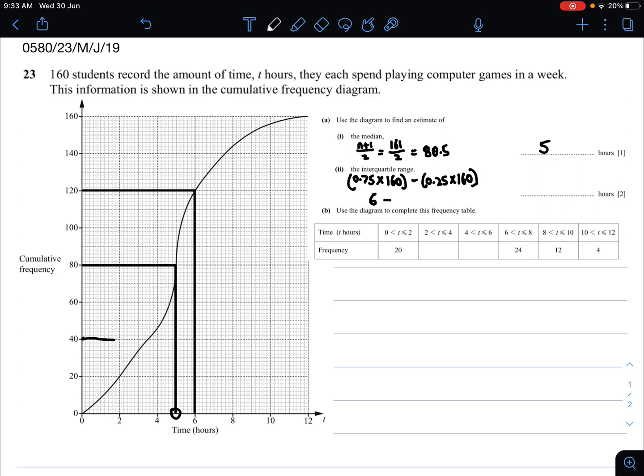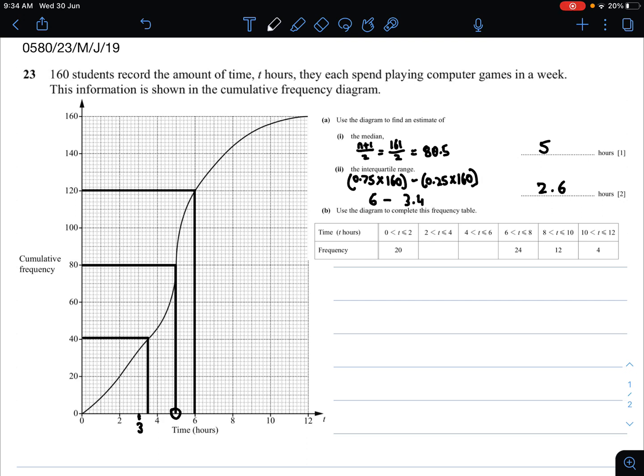So from 40 on the cumulative frequency, you make a line that connects with the graph, and you draw a line down like this. So we know that this is the 3 mark. So 3.2, 3.4. So 3.4 would be the lower quartile. Therefore 6 minus 3.4 will give you a final answer of 2.6 hours.